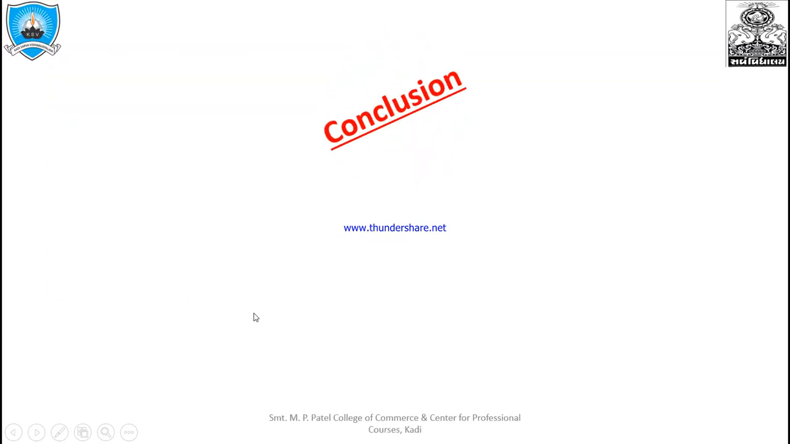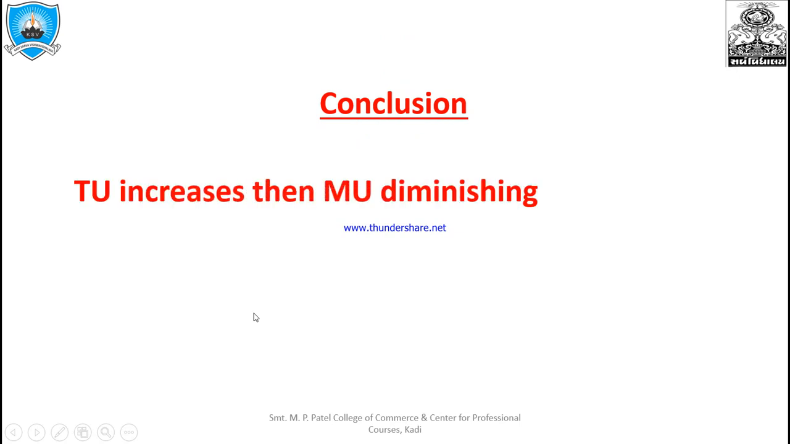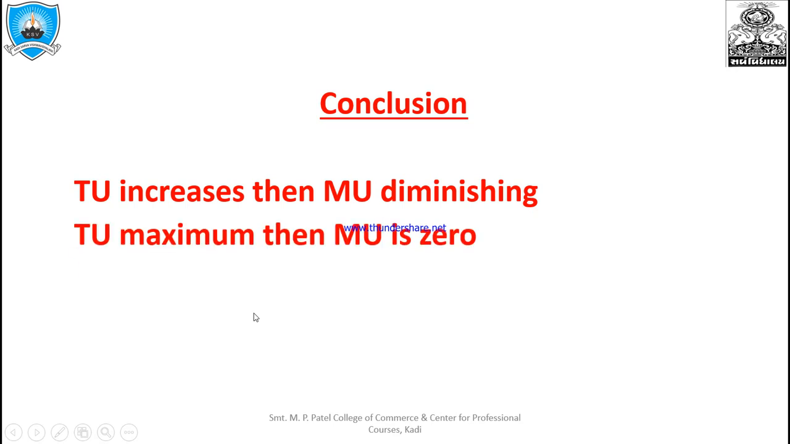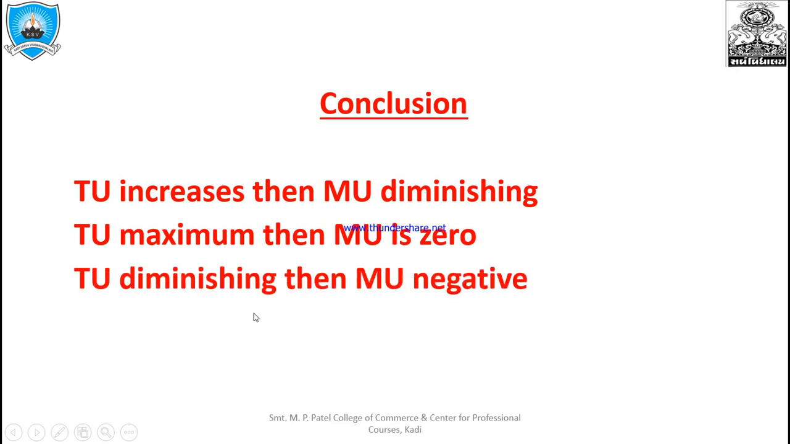So on the basis of this law of diminishing marginal utility, there are some conclusions. Number one is when total utility increases, then marginal utility is diminishing. When total utility becomes maximum, then marginal utility is 0, and when total utility starts declining, then marginal utility is negative. So this is the law of diminishing marginal utility.